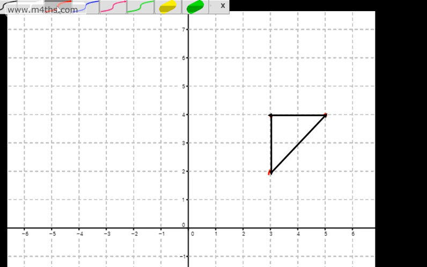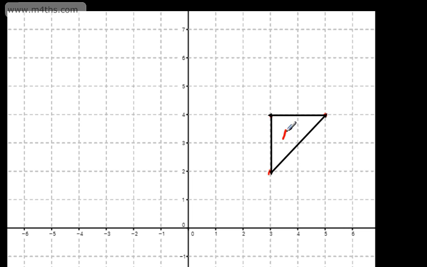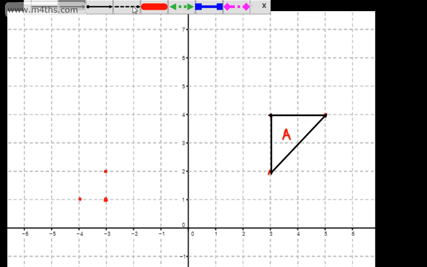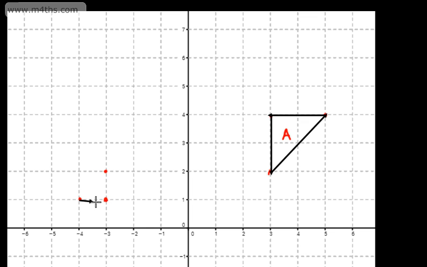So let's just label this up A, and then what we're going to have is A dashed, and I'm going to put A dashed somewhere over here. So let's see if I can make this work, because I'm kind of making these up as I go, so hopefully it'll work. So what are we going to have? Negative 4, 1, negative 3, 1, and let's put negative 3, 2. So this is going to be A dashed. This is where your guidelines really become quite useful.